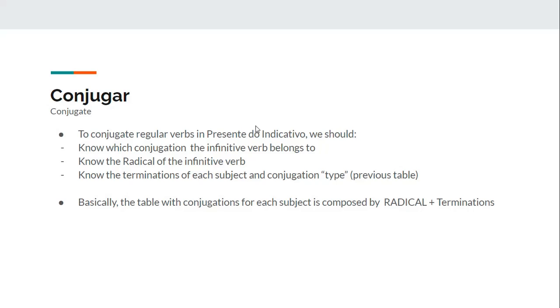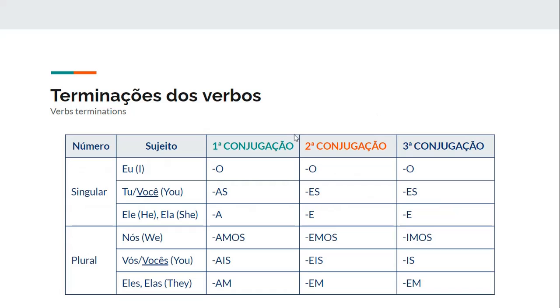Alright, so let's learn how to conjugate a regular verb in presente do indicativo. So first, number one, we should know which conjugation the infinitive verb belongs to. So is it first, second, or third? Number two, know the radical of the infinitive verb. So remember, radical is the infinitive form minus the termination, and it can be ar, er, or ir. And number three, know the terminations of each subject and conjugation type. And it's basically about this slide.